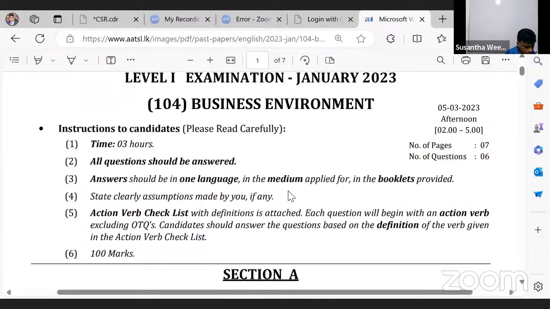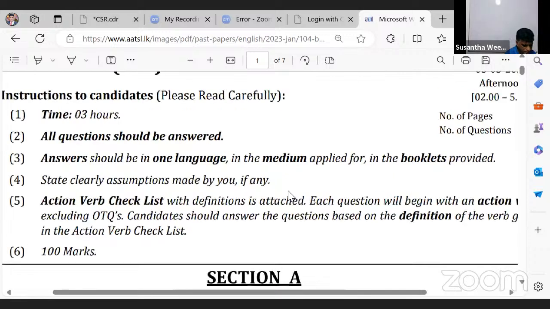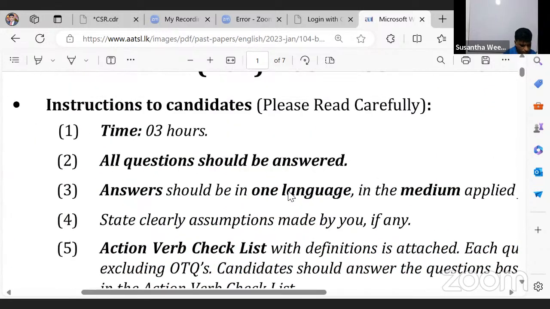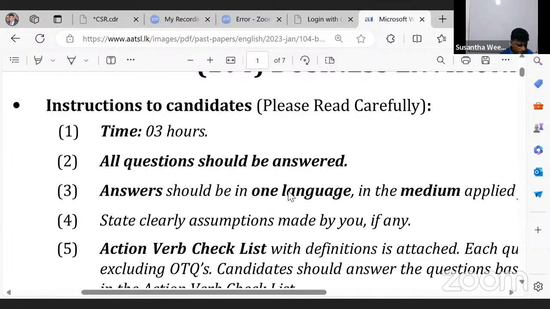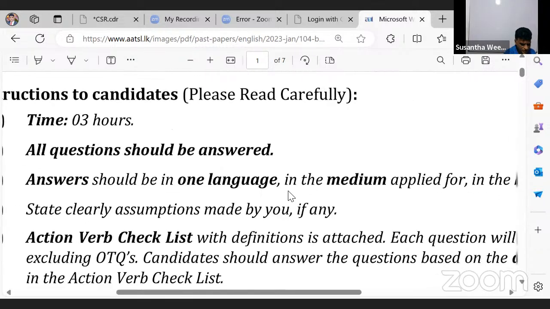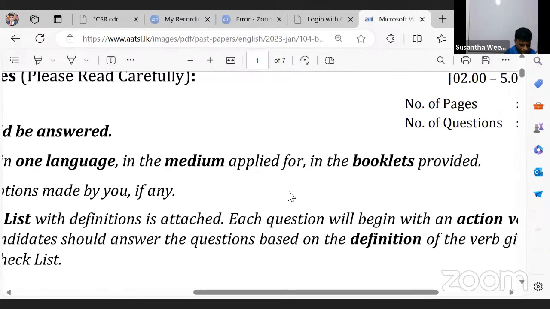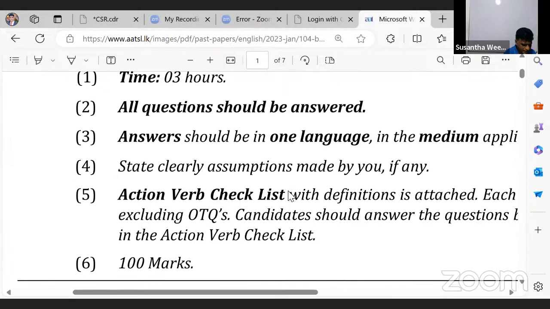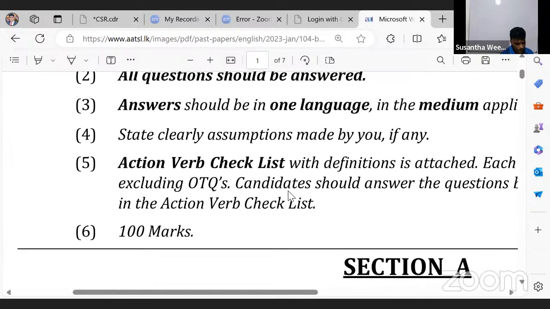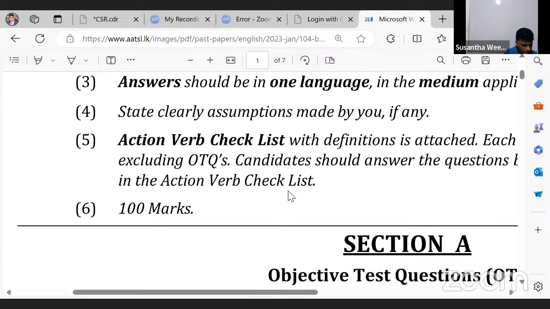If you go to the paper, you have 3 hours. This is actually 3 hours and 15 minutes, with 15 minutes given to read. Now you don't have any selection. You have to answer all questions. Answer should be in one language, the medium applied for, in the booklets provided. State clearly any assumptions made if you have any. The action verb list has been given.